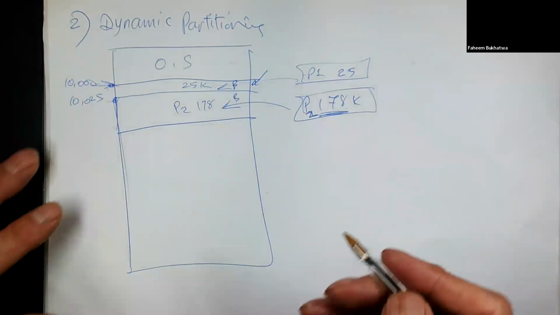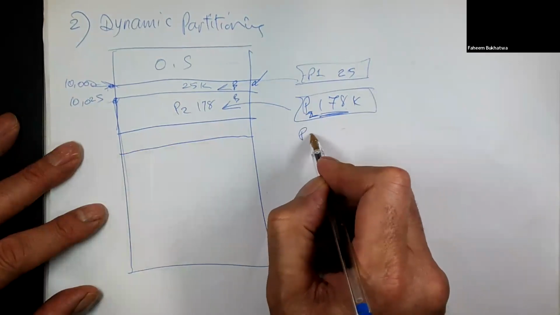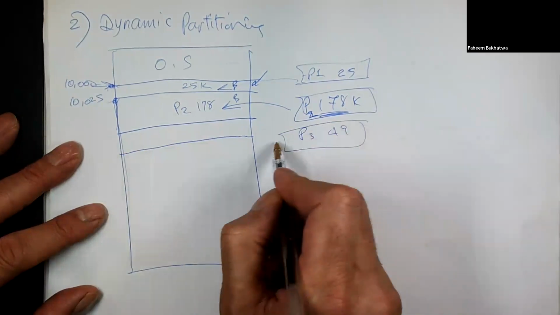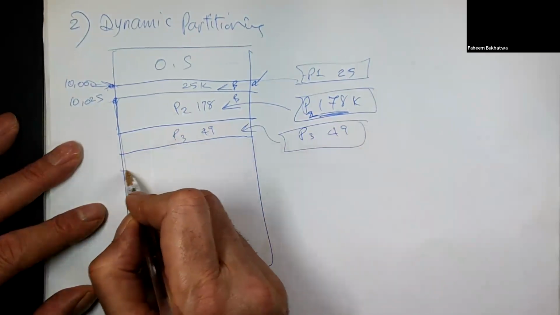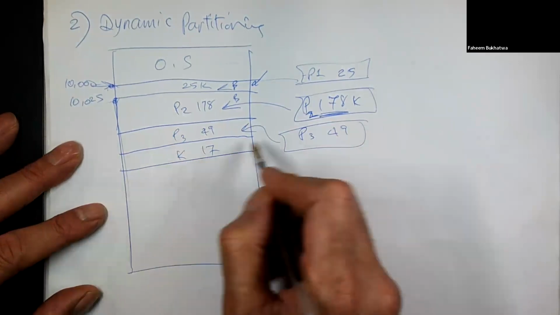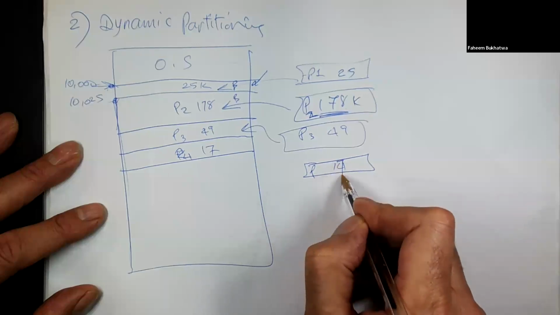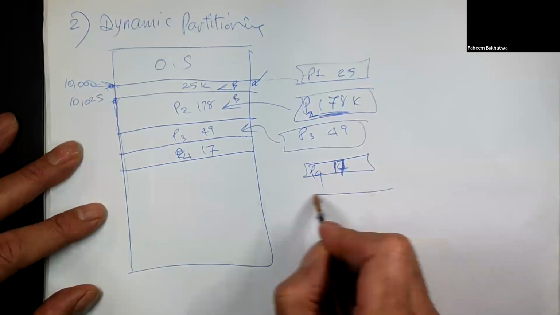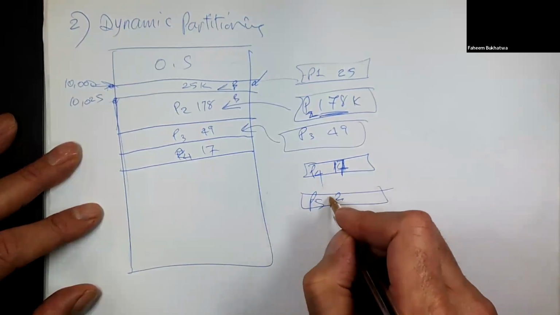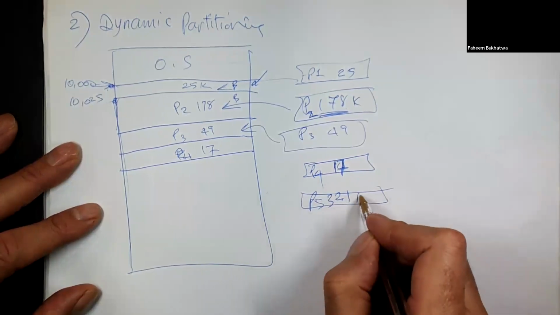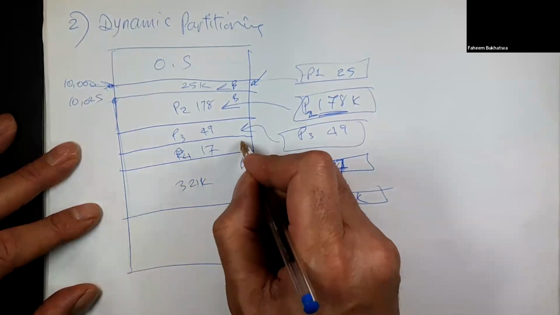And then another program comes in that says, I need 50 or 49. We can give any value. So this program needs 49K and we allocate 49K. Program number 3. And then this program needs 17K, for example, another program, number 4. Just one last program here. Program number 5 needs, I don't know, 320K, 321K. So we give it 321K, and these are all busy blocks.